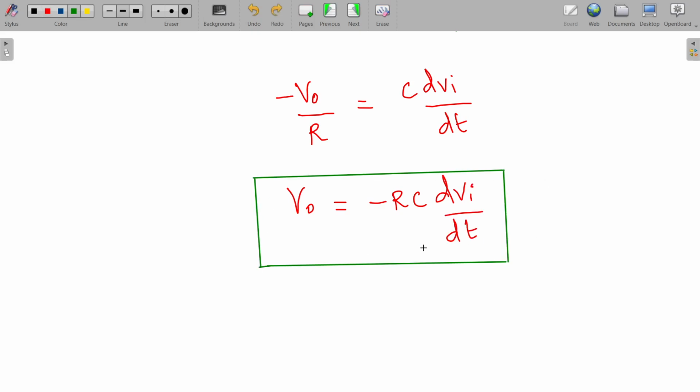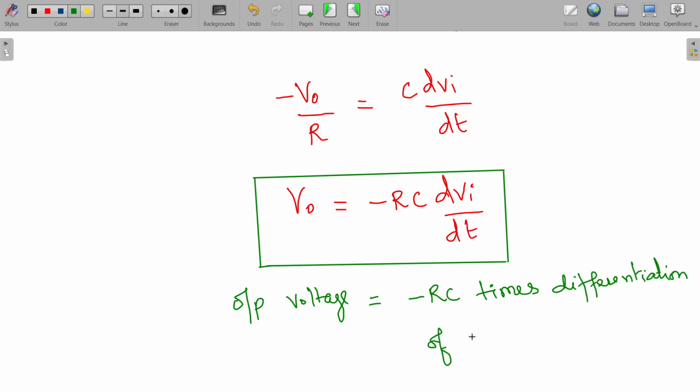So this can be interpreted as the output voltage is equal to minus RC times the differentiation of the input voltage. So we got the input voltage being differentiated and then multiplied by minus RC, so that you will be getting the output voltage. So now this op amp acts as a differentiator.